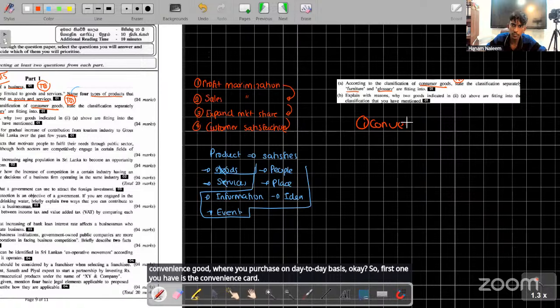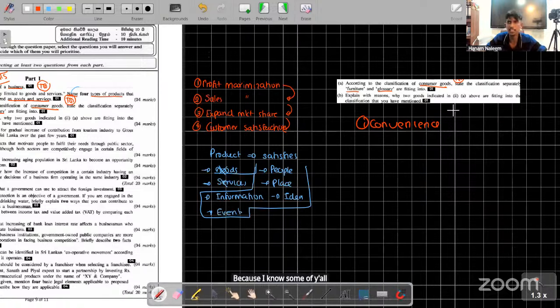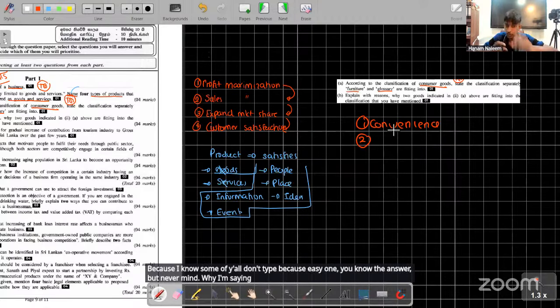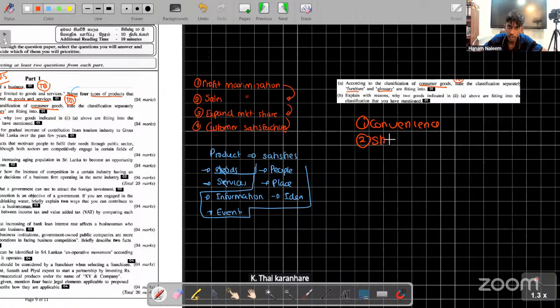I know some of you don't type because it's an easy one and you know the answer, but never mind, type. Why I'm saying this is that if you type the answers, that is also a recap. When I ask a question, you recap it, you hear it, then you type it. So typing is also a type of recap. So type. Okay, you have convenience goods, shopping goods, specialty goods, and finally, you have the unsought goods.